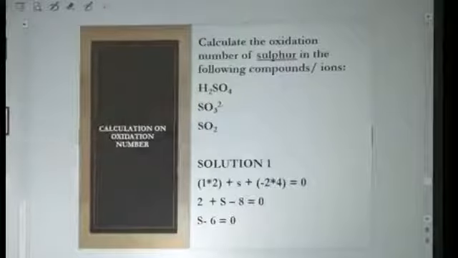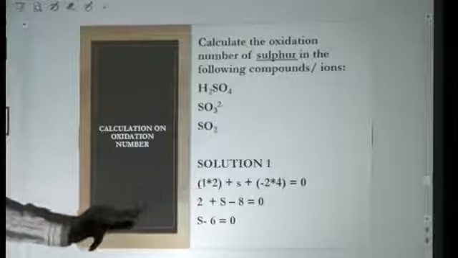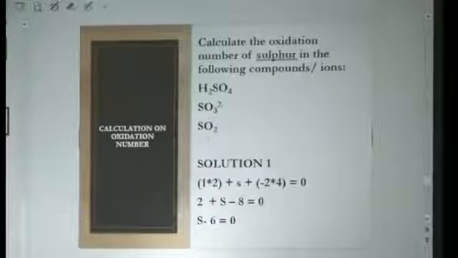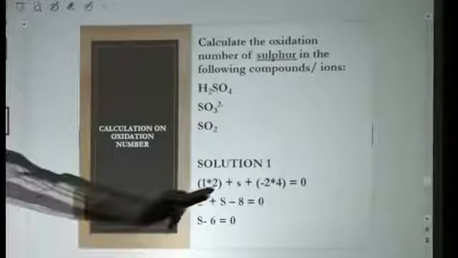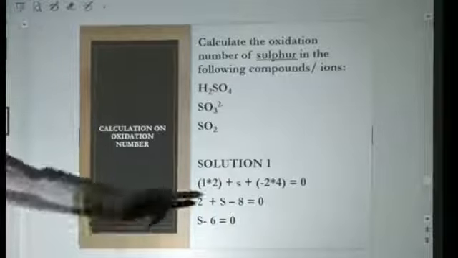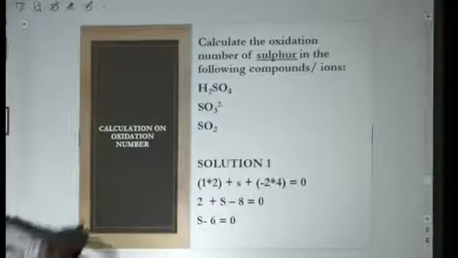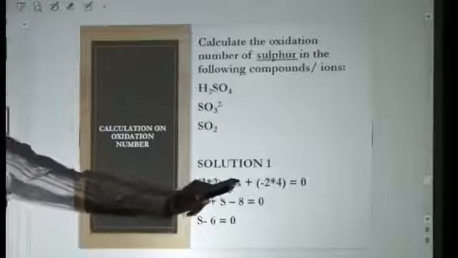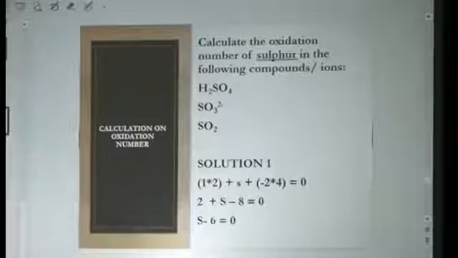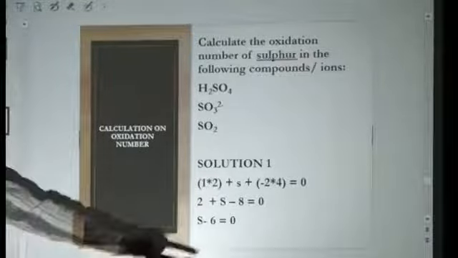So it means 1 times 2 plus, since we don't know the oxidation number of sulfur, we use x to represent that sulfur, plus x, plus, we also said that the oxidation number of oxygen is equal to -2 in all compounds except in a peroxide. This compound is not a peroxide. That means the oxidation number of oxygen is equal to -2. But there are 4 atoms of oxygen. So that is why we have -2 times 4. The sum of oxidation numbers of elements in a compound is equal to 0. That is why the sum of all the oxidation numbers of elements in that compound is equal to 0.